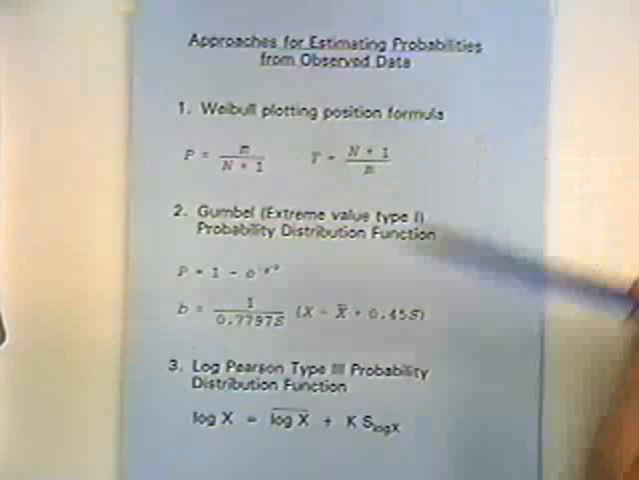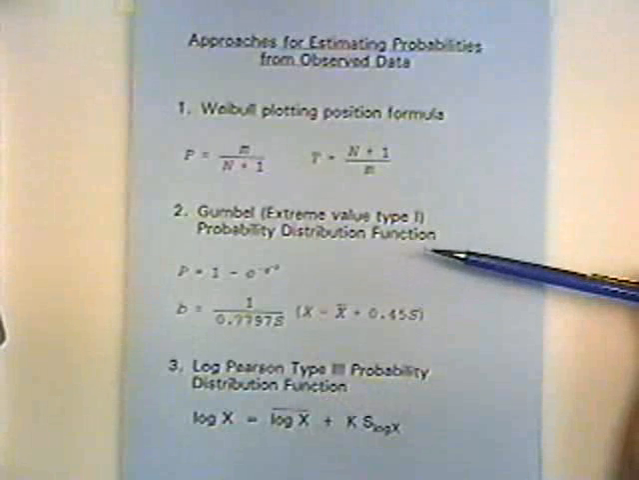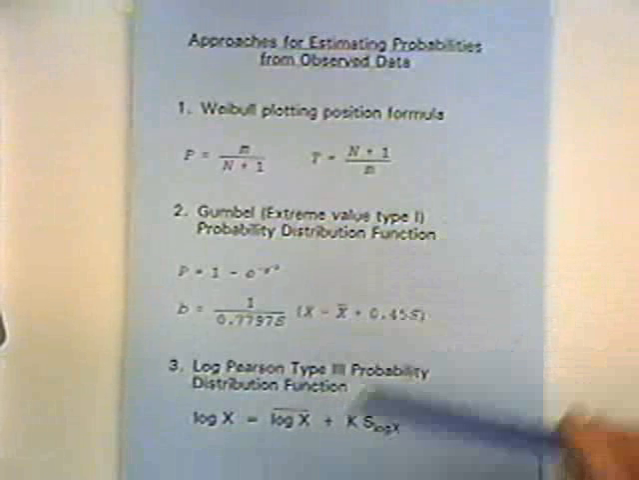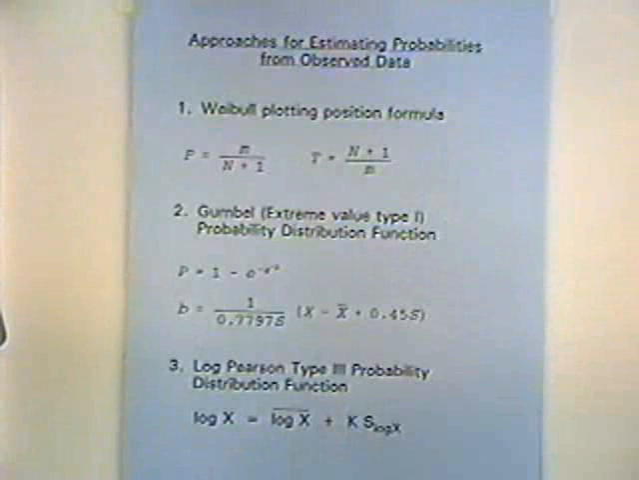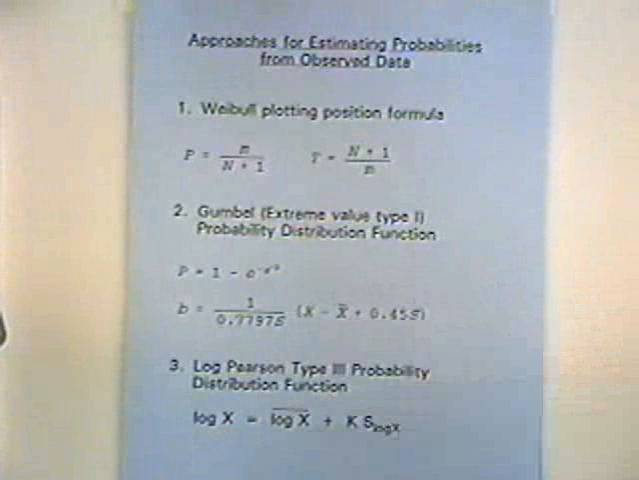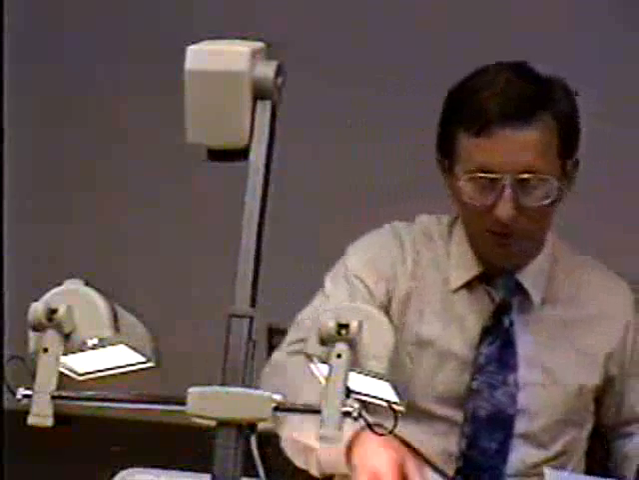or we can use a probability distribution function. The two widely used probability distribution functions for extreme events are the extreme value type 1, which I've given here, or the log Pearson. I've given here an equation form, and it's often used in equation form. Log Pearson type 3 is used for flood events, flood discharges as well, and it's given in this form. And so we'll refer back to this page in just a moment.